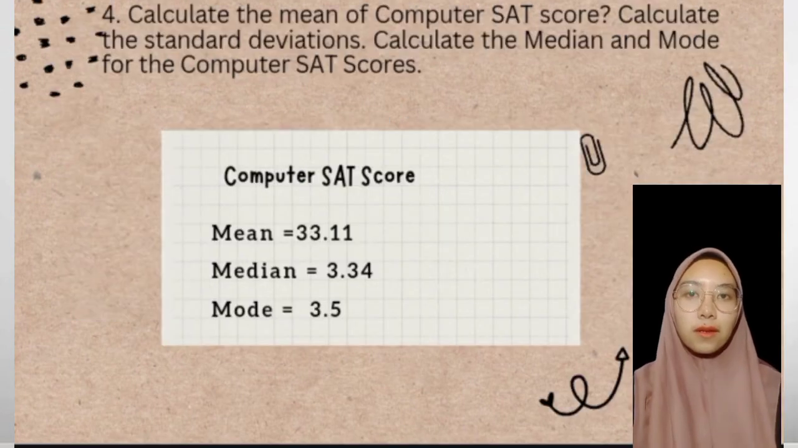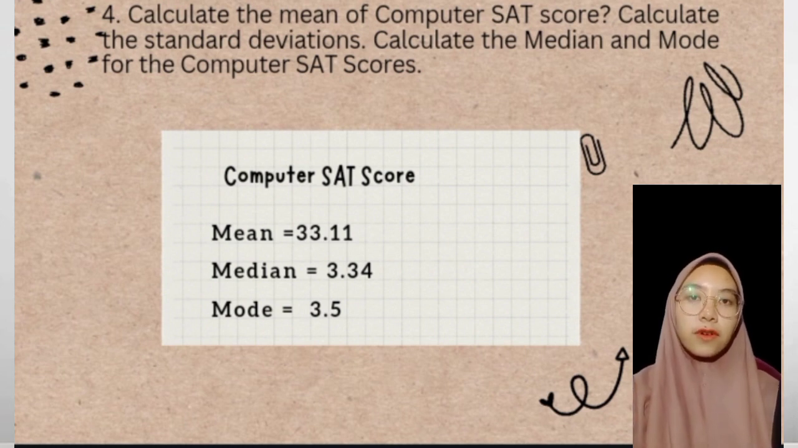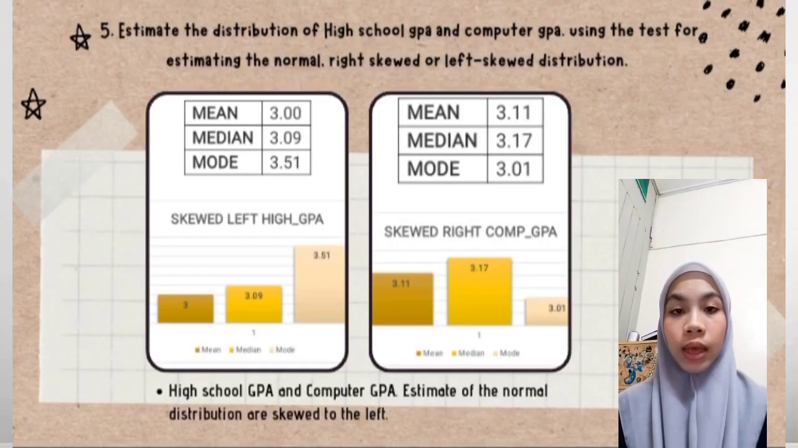And for question 4, I calculated for the data of the computer SAT score that the mean is 33.11, the median is 3.34 and the mode is 3.5. That's all. Thank you. Assalamualaikum.